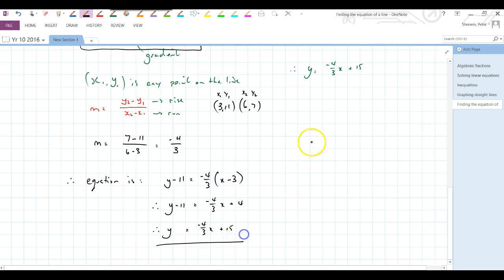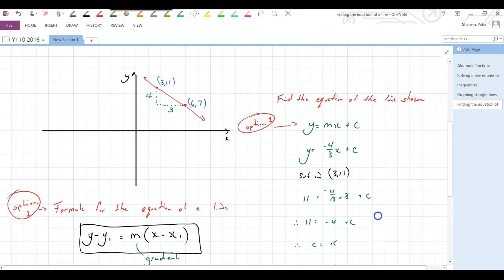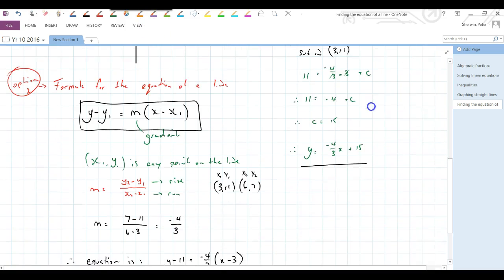Now you can see we've got the same response there and there. Two options to find the equation of a line given that information. Okay, that's enough for this lesson.